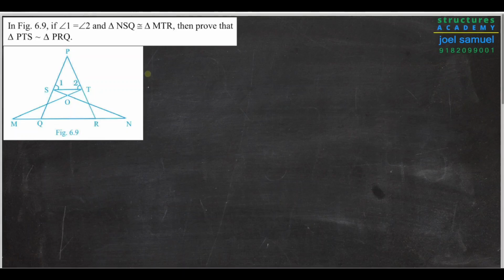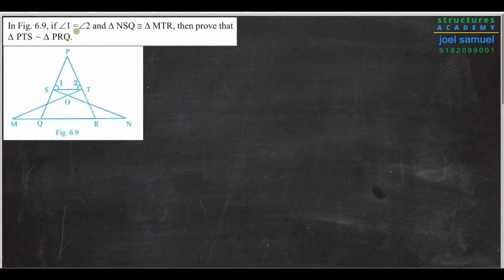Alright, let us look at another question in the chapter of triangles. This has to do with proving of similar triangles. In figure 6.9, if angle 1 is equal to angle 2 and triangle NSQ is congruent to triangle MTR, then prove that triangle PTS is similar to triangle PRQ.